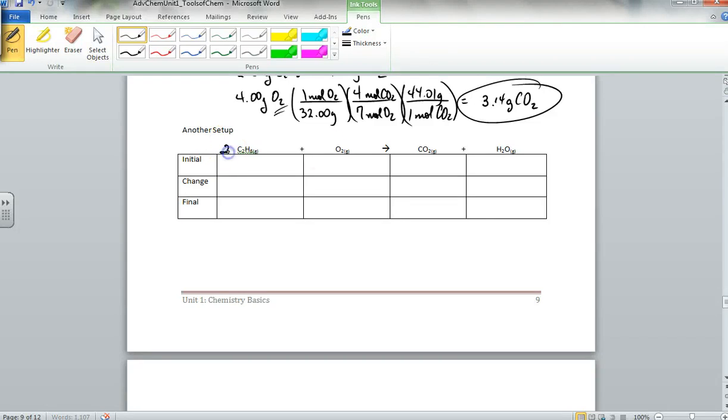So we know that we have a 2 to 7 to 4 to 6 ratio. And we're going to do the same problem where we are looking at 2.5 grams of ethane reacting with 4 grams of O2. Now, we're going to use this table to express everything in terms of moles.